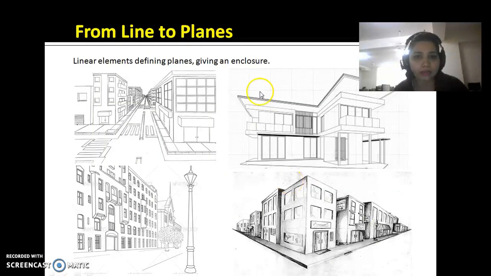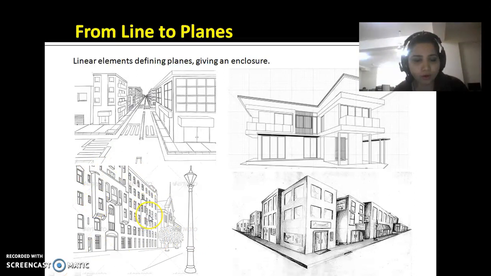Now if we look at certain live examples of buildings where linear elements are defining planes and giving a sense of enclosure, like these are symbolic of linearity, which are enclosed by these planes. These planes are actually the elevations of the buildings. Similarly, this is linearity and this surface itself is a plane.